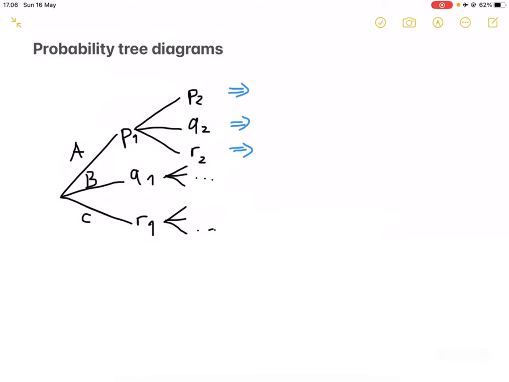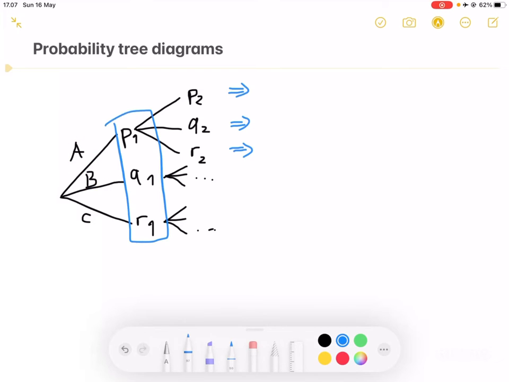So basically, probability tree diagrams are a way to represent probability over multiple trials. Assume that you can represent the probability tree diagram as shown. Here we assume that there are three events A, B, and C with respective probabilities P1, Q1, and R1. And then for the second trial, you draw a branch from each of these events to show the probability. Let's assume that the probabilities for each of these events are shown here.